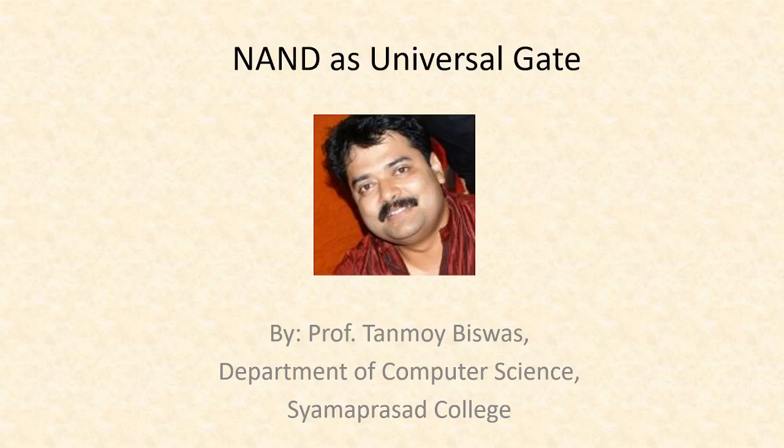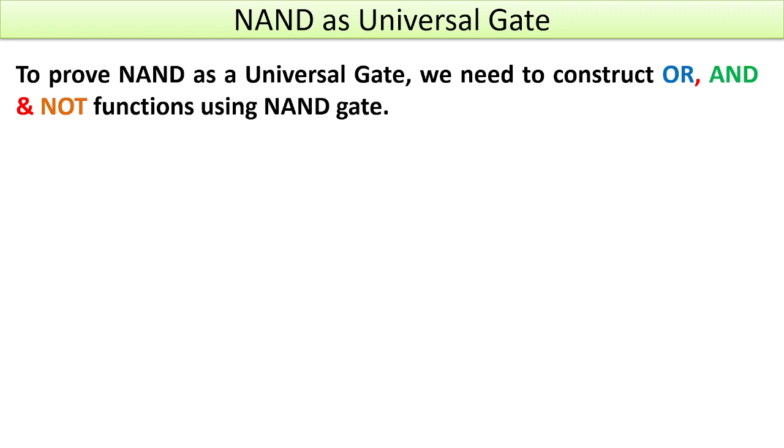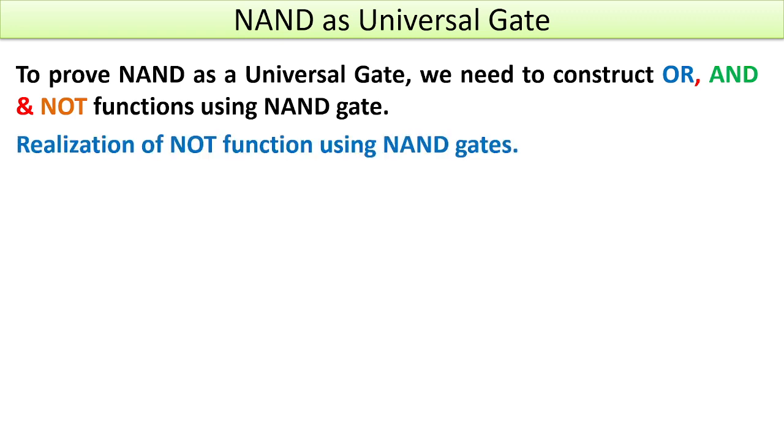Dear viewers, today we are going to have a look at the practical implementation of NAND as universal logic gates. So let's again recapitulate what we have seen earlier. We have seen earlier that to prove NAND as a universal gate, we first need to construct OR and NOT. That is, we have to realize the functions OR and NOT. So to begin with, we will first try to realize the NOT function using NAND gates.